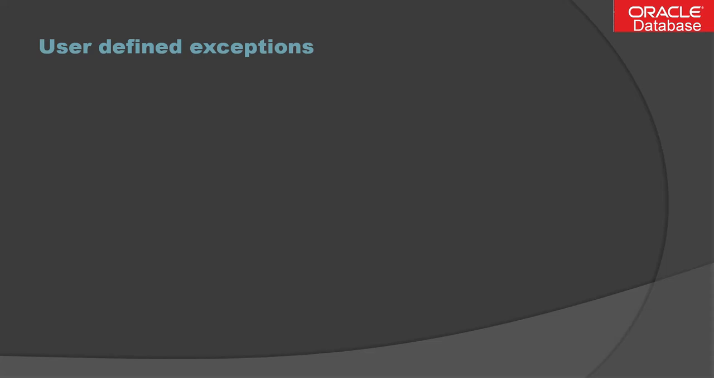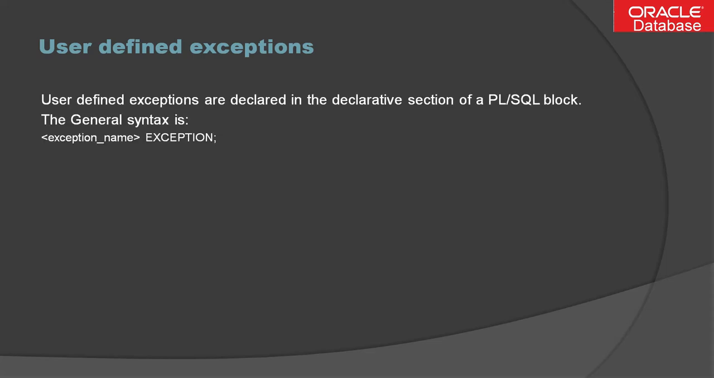As far as the general syntax is concerned, user defined exceptions are declared in the declarative section in the PL SQL block, and this is the general syntax. So you have to write the exception name and then followed by the exception keyword.